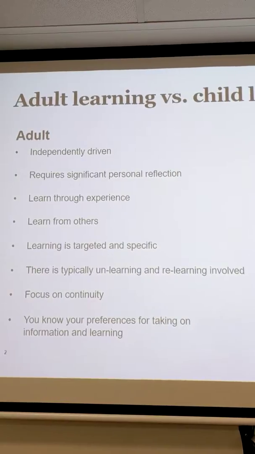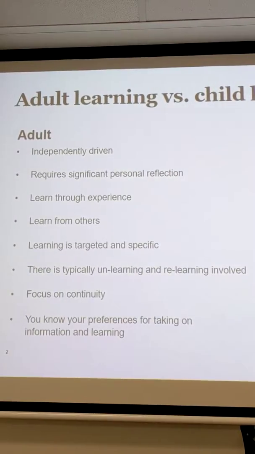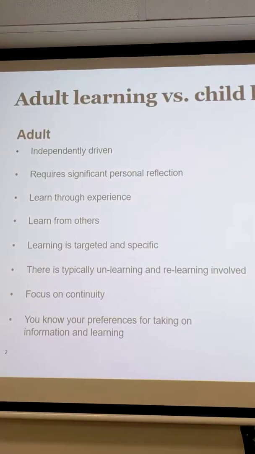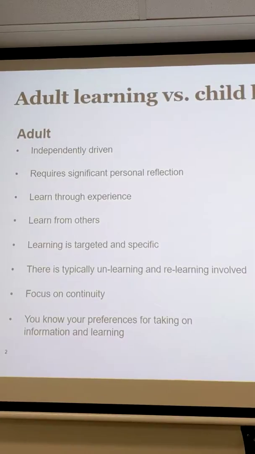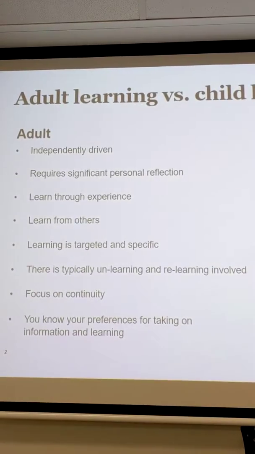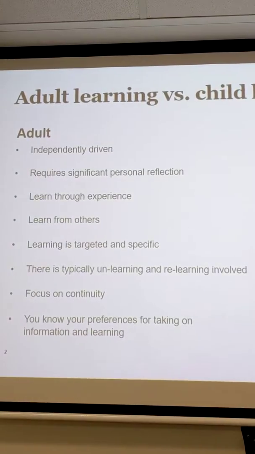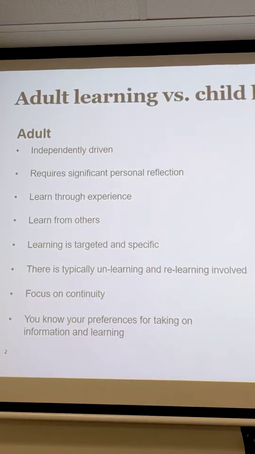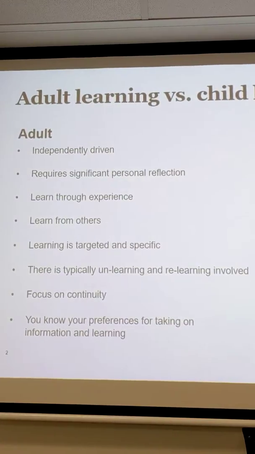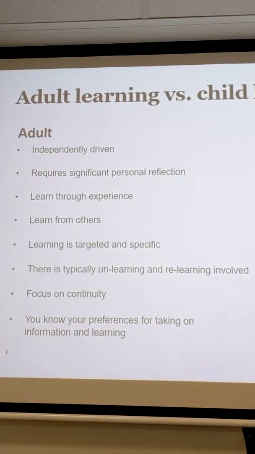Typically adults learn through experience, so we have to apply the learning as soon as possible to the learning being completed. We learn from others as well. So when you're in a learning space as an adult, it's really important that you have your ears open to others around you because you can learn so much from others. Learning is typically targeted and specific, so it relates to our job or our role or our passion. There's also typically unlearning and relearning to be involved.